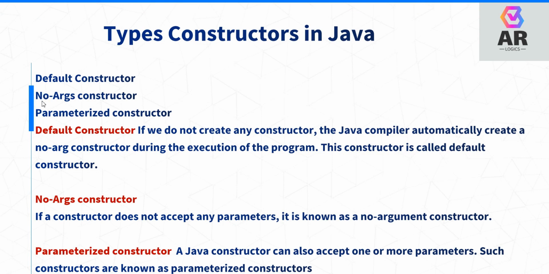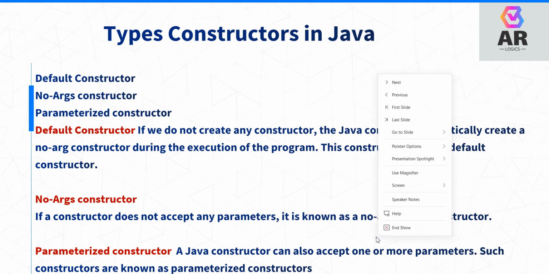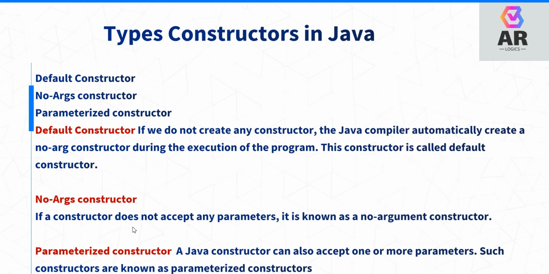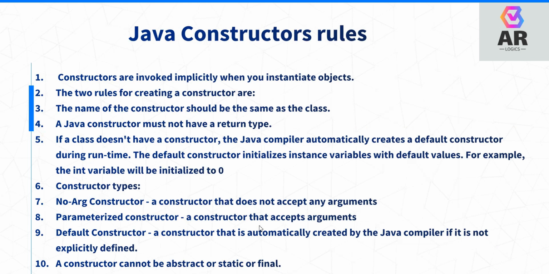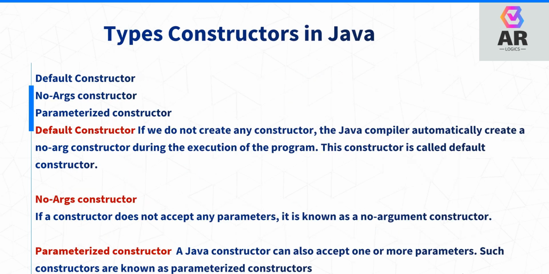Next is the no argument constructor. What is a no argument constructor? If a constructor does not accept any parameter, it is known as a no argument constructor. Now we can go to the demo.